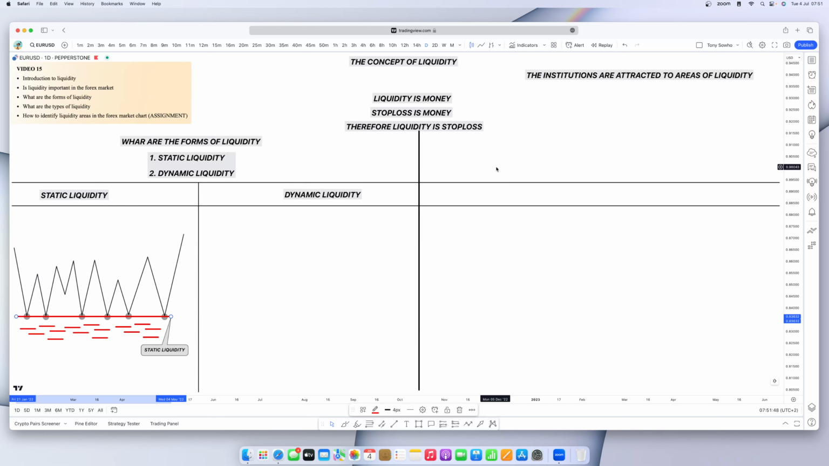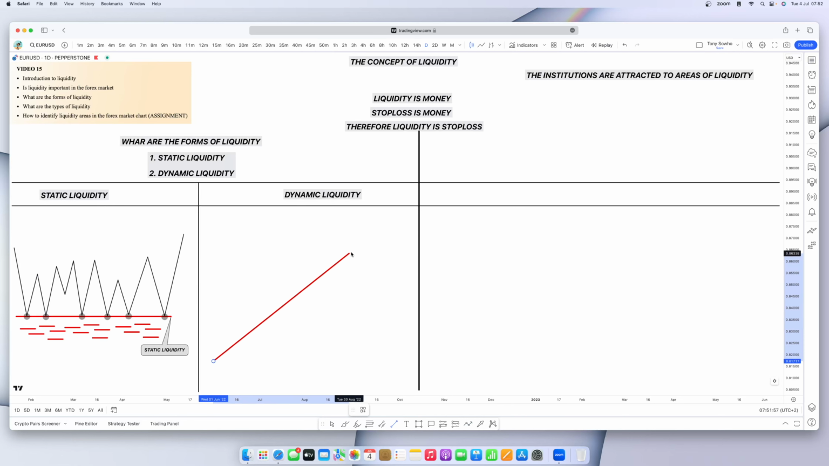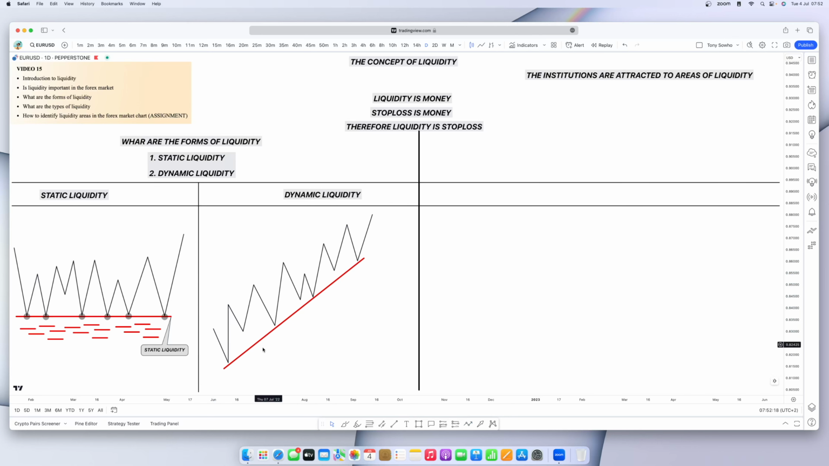Right? And then a good illustration would be something like this. We have this, and then price is giving us this. Price comes down here, goes up to something like this. And then we have price action going on. All right, this is an example of a dynamic liquidity.